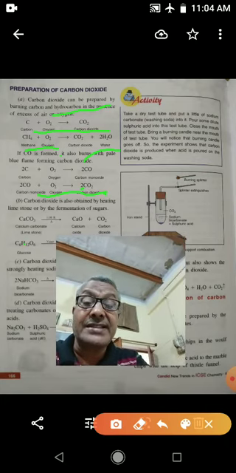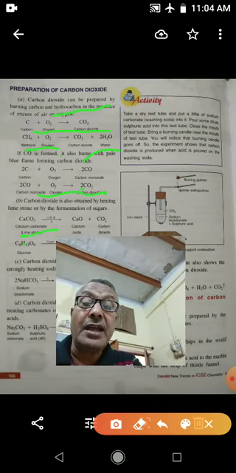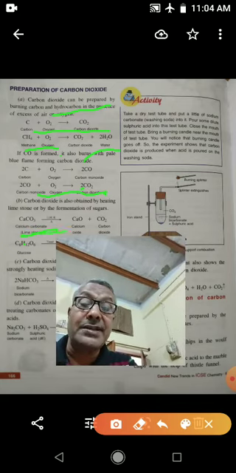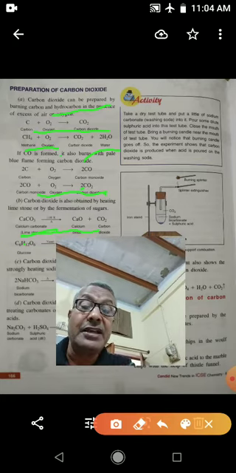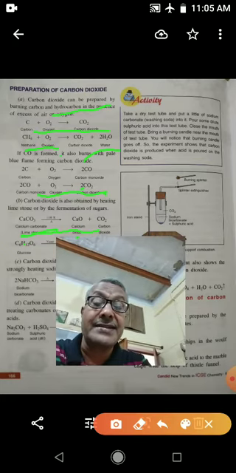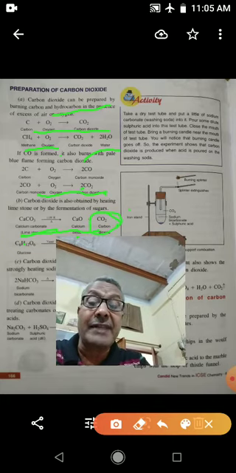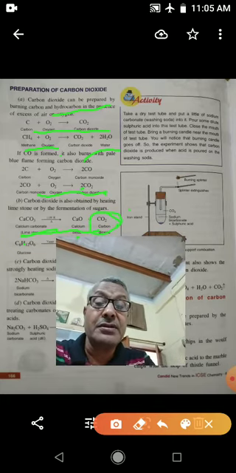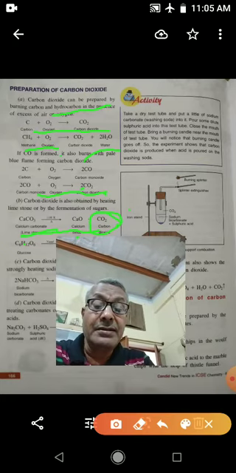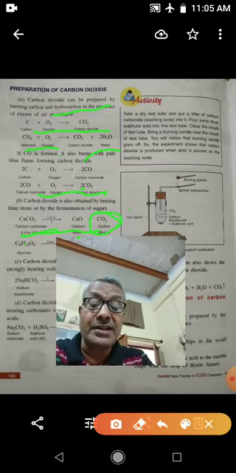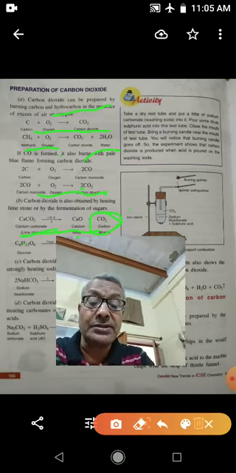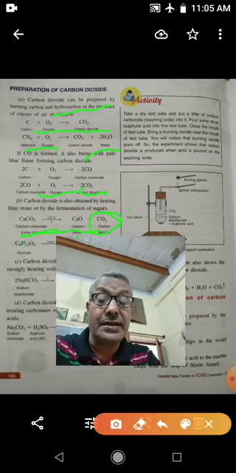Limestone is the calcium carbonate, and when calcium carbonate is heated strongly, it breaks into calcium oxide and carbon dioxide. So this carbon dioxide gas is produced by decomposition of limestone, thermal decomposition, because limestone decomposes on heating.